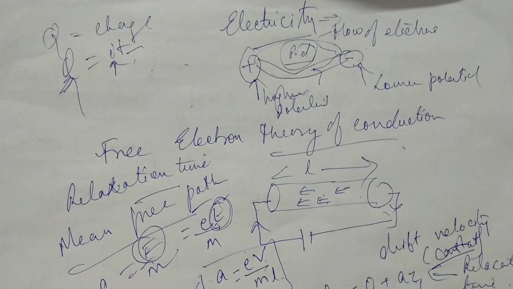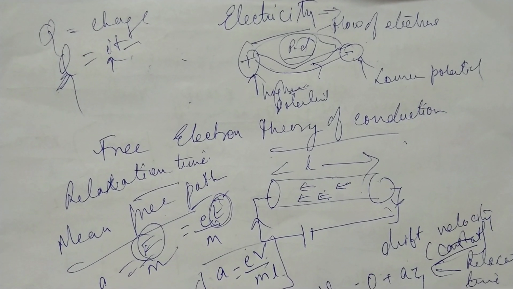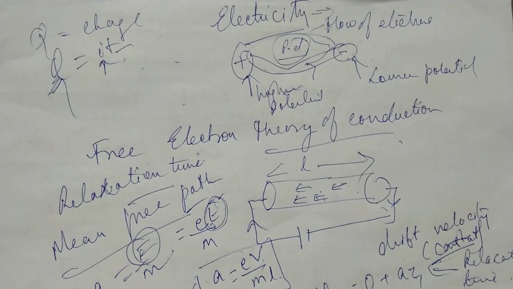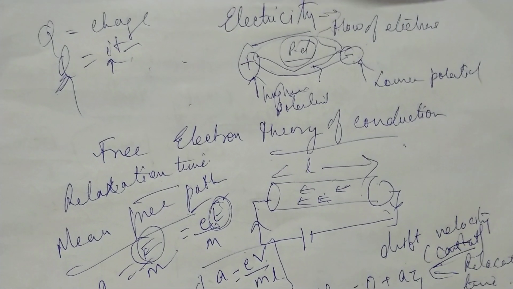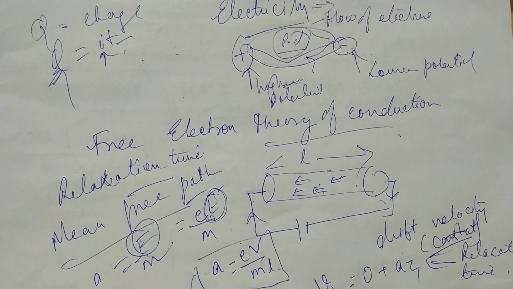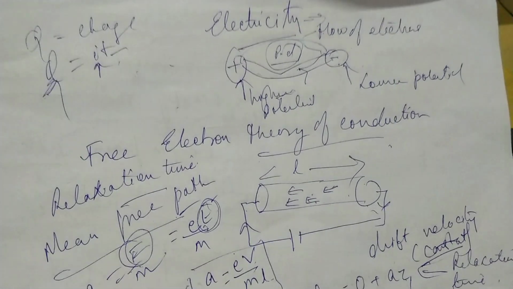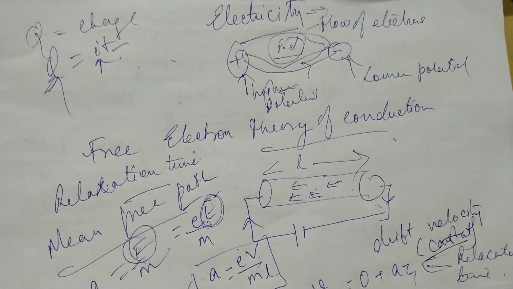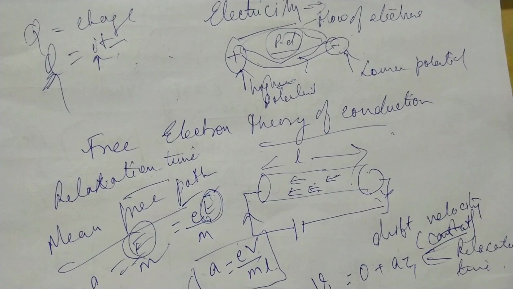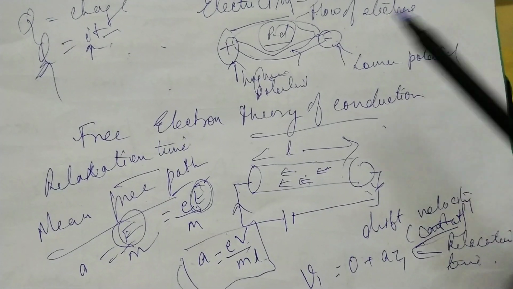Good morning, children. Today we are going to start with the chapter electricity, and this is a general introductory class for electricity, in which the main attraction will be the drift velocity of the electrons. And in order to understand electricity, you already know about it. Just recapitulate the things that we are taking care of.